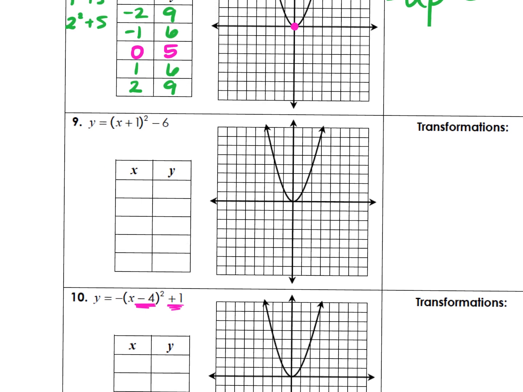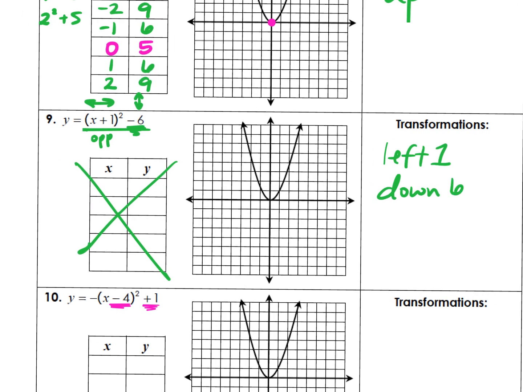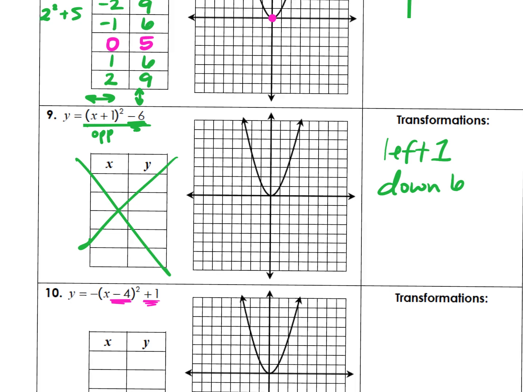Okay, so without even graphing these, tell me what this one is going to do. Remember, this is going to go left and right. This is going to go up and down. Left or right? Opposite of what you would expect. It's going to be left 1. Because a positive, we would normally think we go right 1, right? This is left 1. Where does this go? Down 6. Okay, so inside is opposite, outside is the same. Just like we said for finding the vertex.